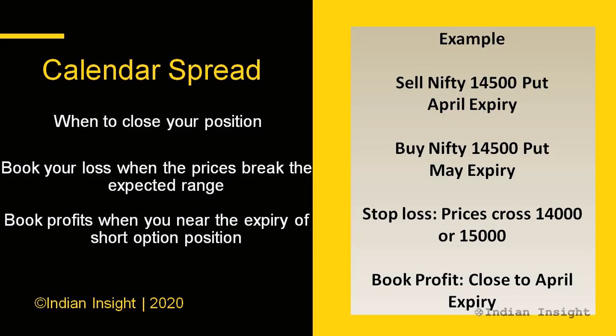Now when it comes to booking profits, you can book your profits when the expiry for the short option position nears. So for example, here we are short the 14,500 April put. So when the April month expiry nears, we can close both legs of our trade. So we will buy the 14,500 April put to square off the short leg, and we will sell the 14,500 May put to square off the long leg. Now by doing this, we will be able to book profits in our trades if the prices stay within our specified range.